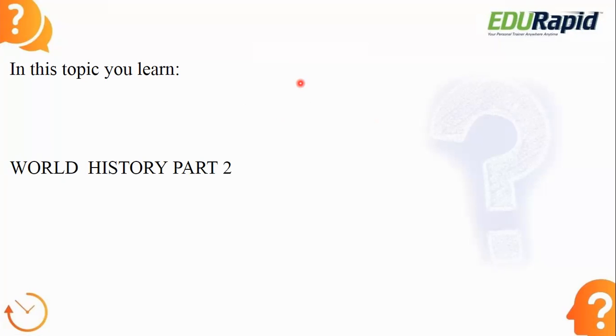Today in this session, we are going to study World History Part 2. Yesterday, we completed World History Part 1. In the previous chapter, we studied the Renaissance and the Industrial Revolution of London. Today we are going to study the Global War, then the American Revolution and the French Revolution. These three topics we are going to study in detail in this session. So let's start the session.